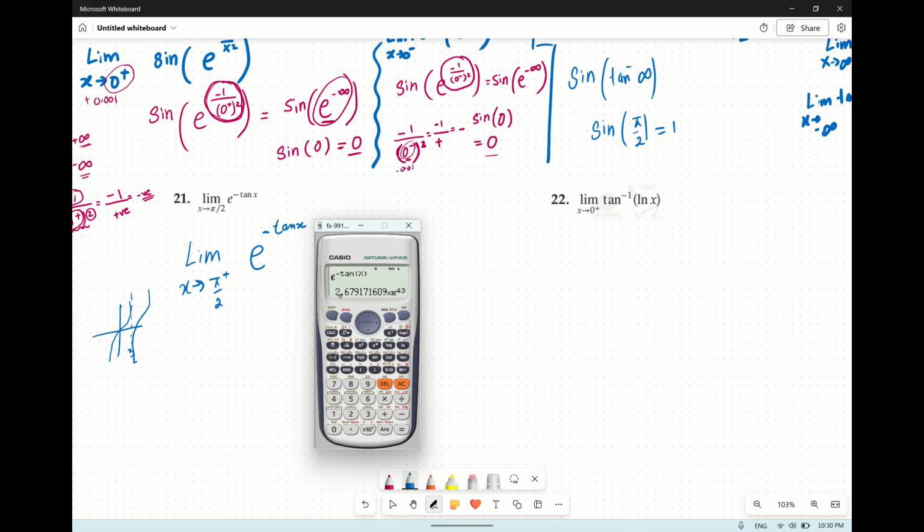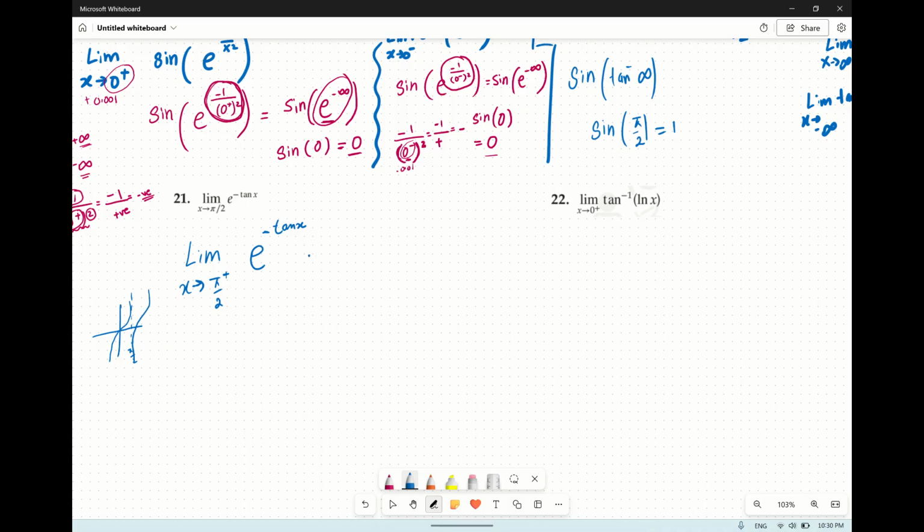What did the calculator give me here? It gave me a very large positive number. So 2.6791 times 10 to the power 43. This is positive 43. So the answer of this is positive infinity.